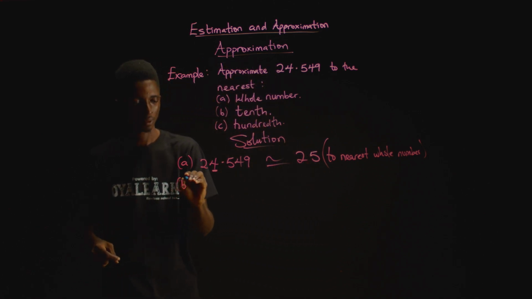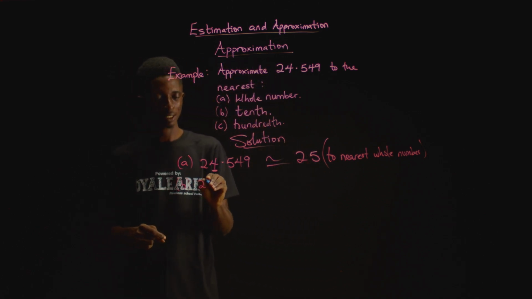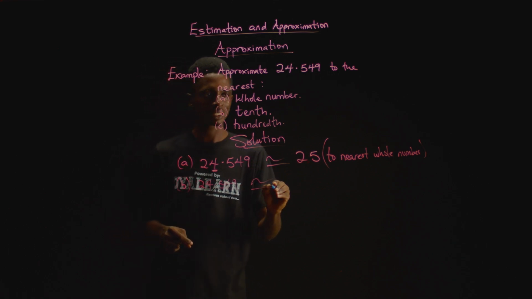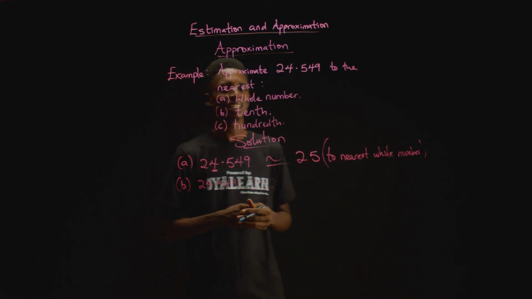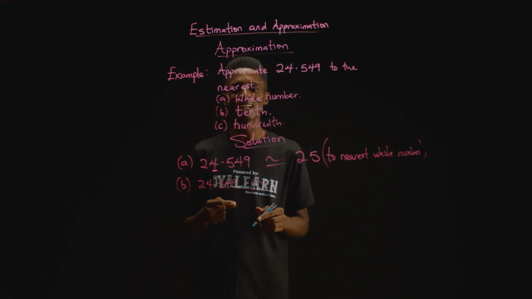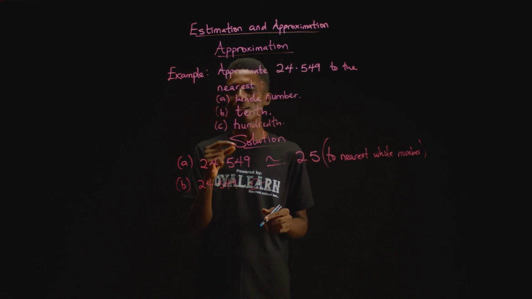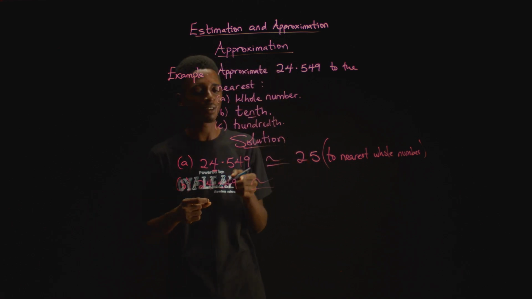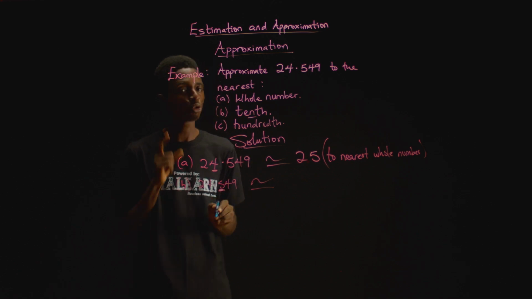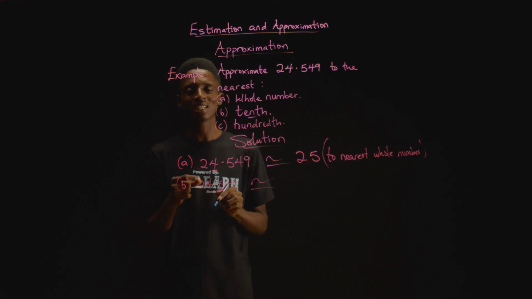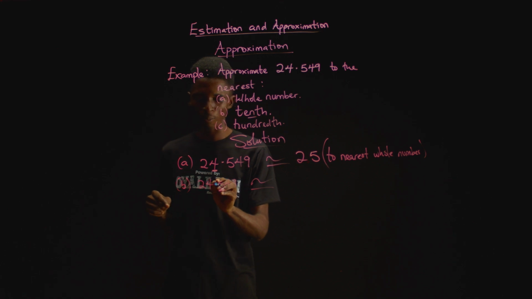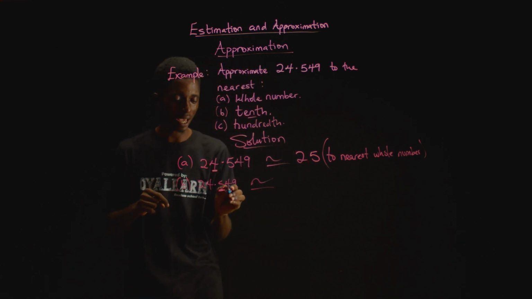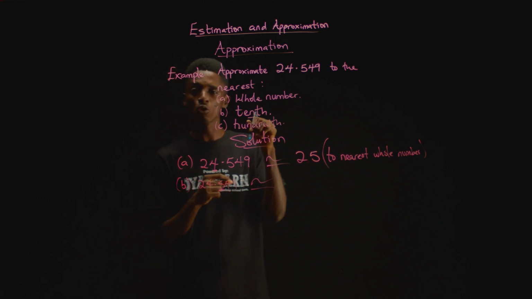So B, we have 24.549 being approximated to the nearest tenth. Now that means that the digit required is up to the digit in the place value known as tenth. And the digit in that place value is 5. Note that tenth is a place value that is immediately after the decimal point. So that is digit 5. And next to digit 5, we have 4, which implies that we will round down.